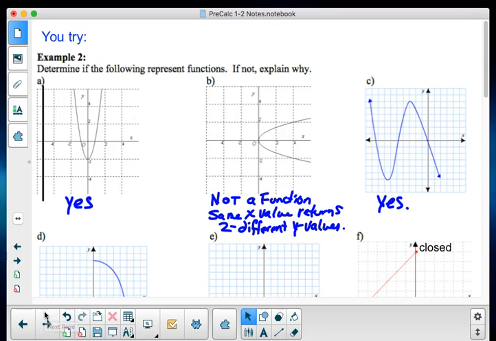Okay, vertical line crosses at one spot. When it doesn't cross at one spot, when it's more than one, it's not going to be a function in the same area. So D, E, and F, go.